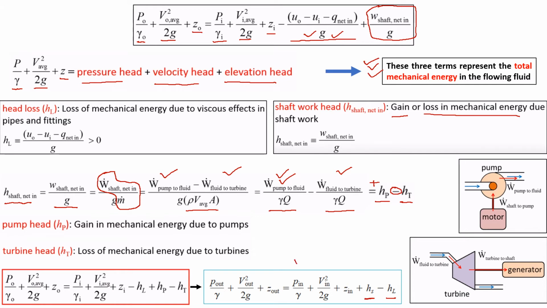So this is the final energy equation for a simple stream tube that we defined in the previous lecture, for one inlet and one outlet. This is what our energy equation will look like, and these are the terms that we are representing the losses with.